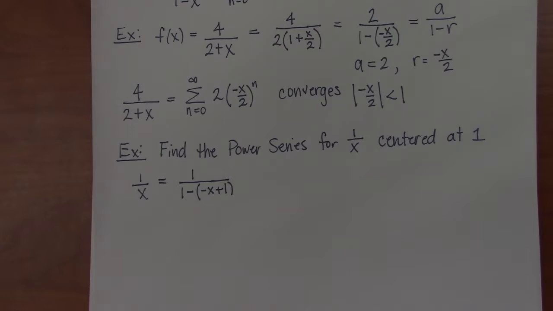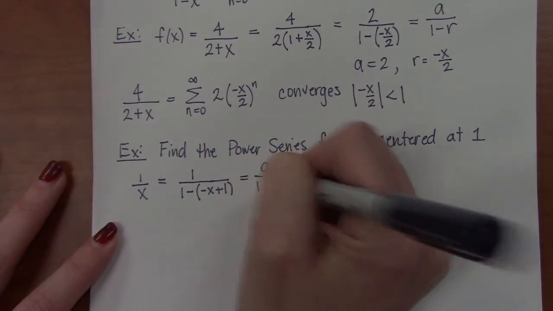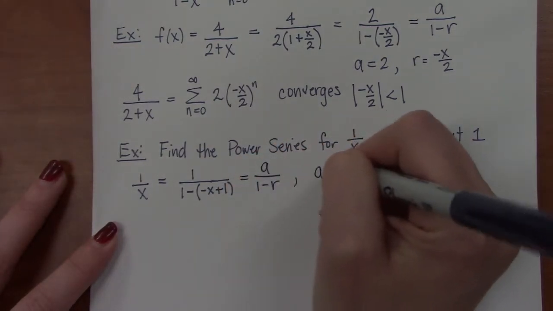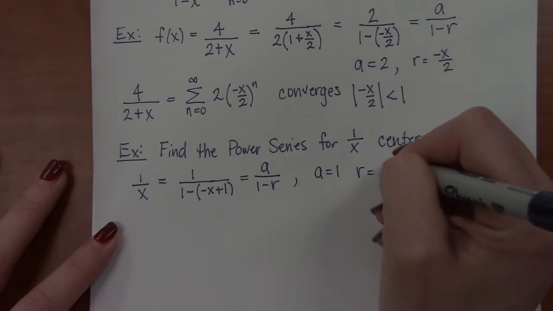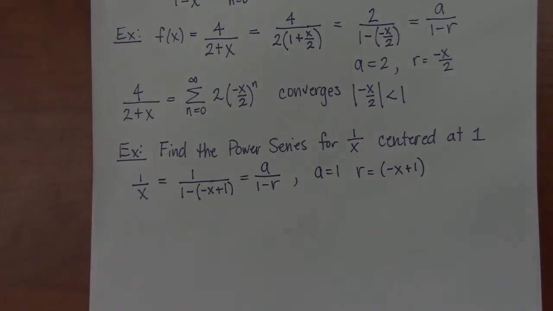The other thing I need to do here is, when I want to see the center in the series, the center needs to be x minus c. So looking at this, we are of the form a over 1 minus r, where a is 1 and r is negative x plus 1. But if I'm centering this at 1, I need to turn this into x minus 1. So how do you reverse the order of subtraction?